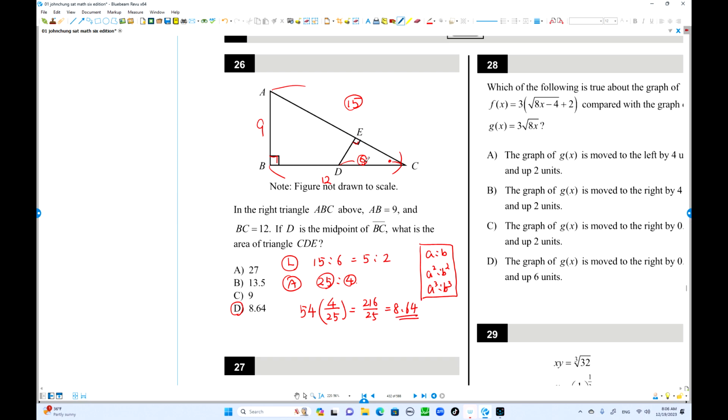Or use the ratio, you can find all the other sides too, using similar triangles, right? After that, you can find the area of this small triangle, okay? But I like this one, okay?